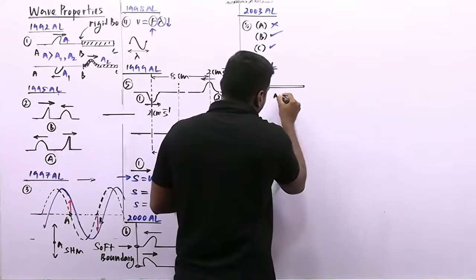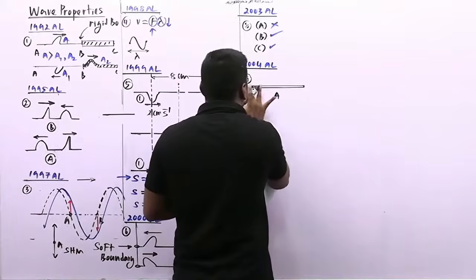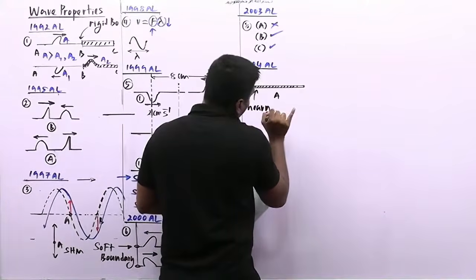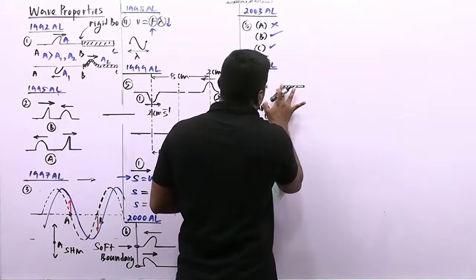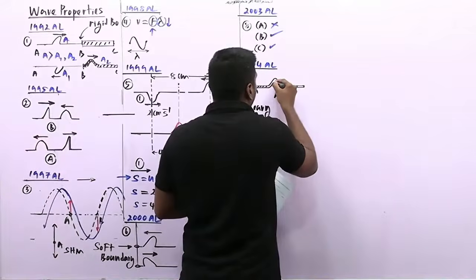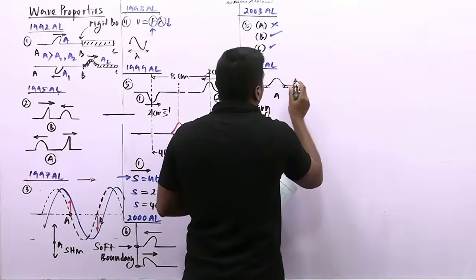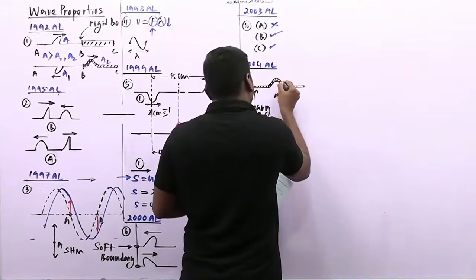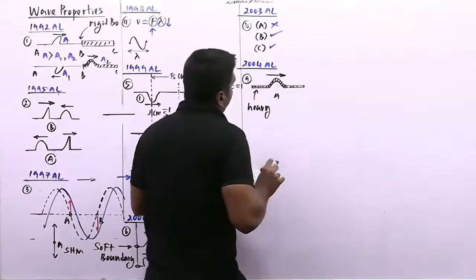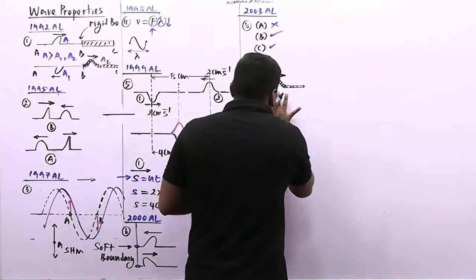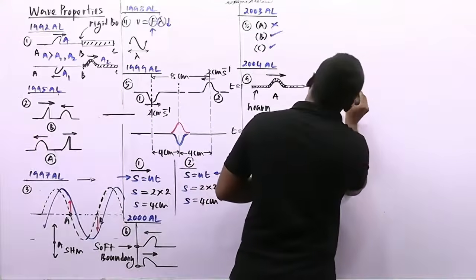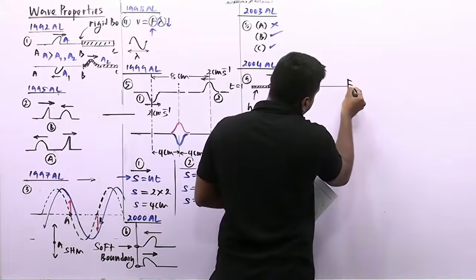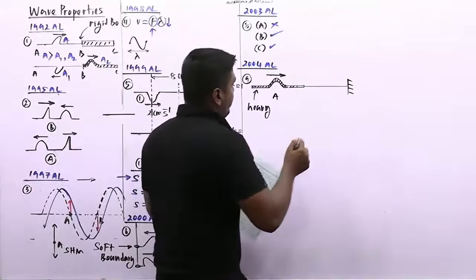This is string A. It is heavier. If I draw the wave pulse propagating to the right side, string A. And if I draw the lighter string B, one end is attached to the heavier string, and the other end of the light string is attached to the vertical wall. String B is light.